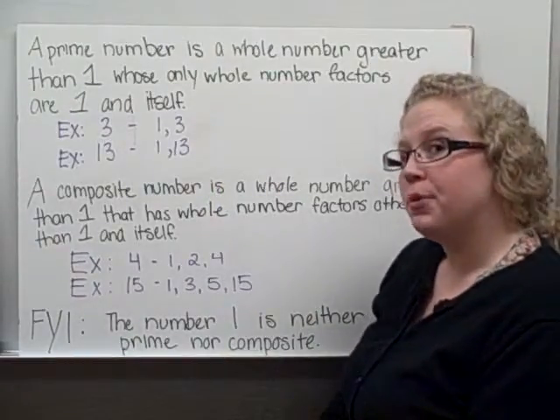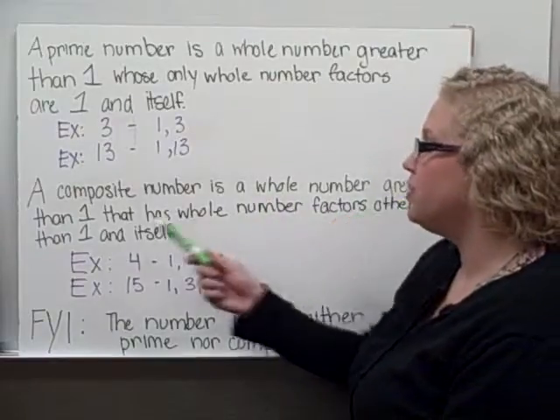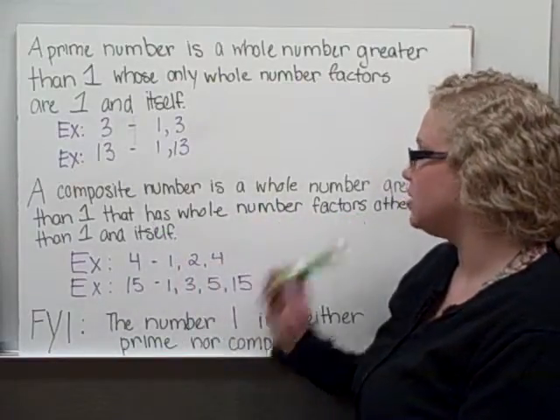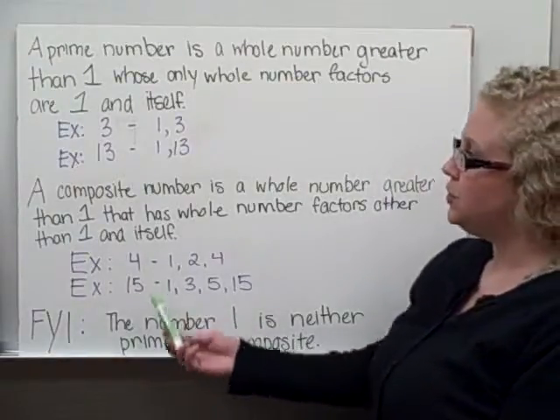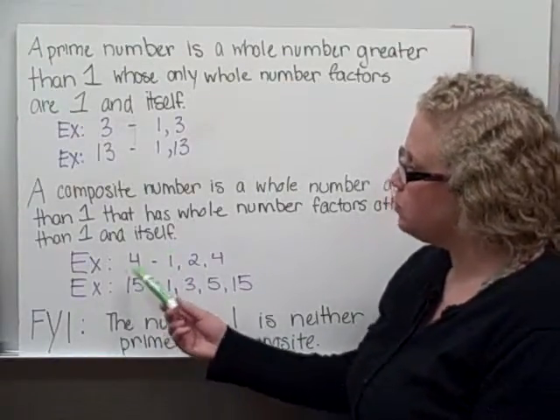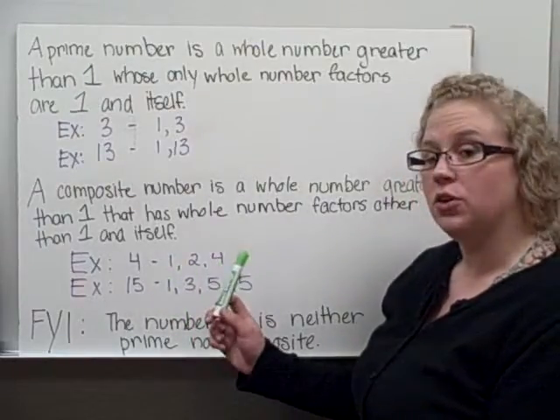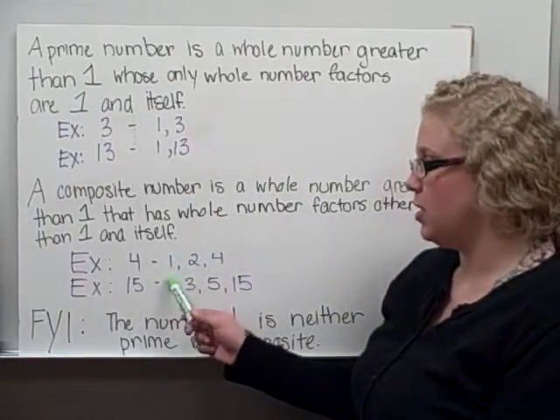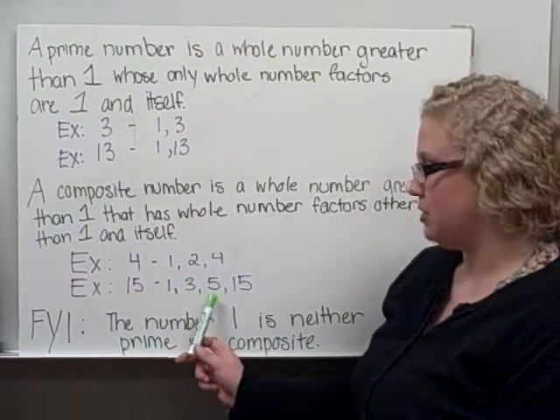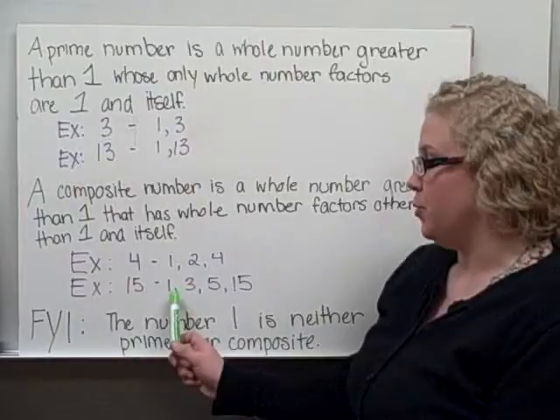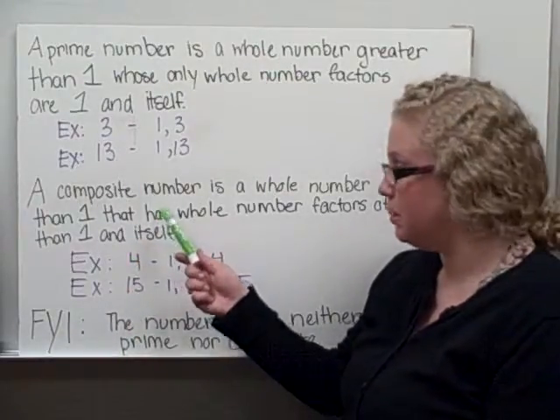The opposite of a prime number is a composite number, and a composite number is a whole number greater than 1 that has whole number factors other than 1 and itself. So I have two examples of composite numbers. 4 is composite. The factors are 1, 2, and 4. So it has another factor besides 1 and itself. And the same for 15. It has two other factors that are different from 1 and itself. So 4 and 15 are considered composite numbers.